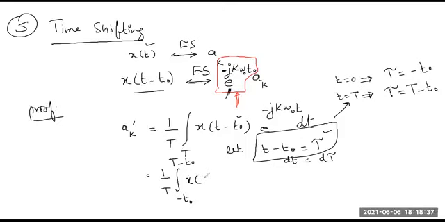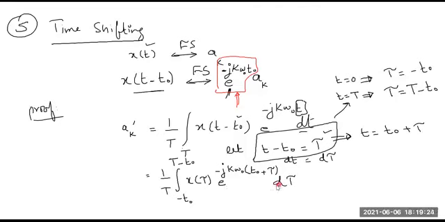Then we have x of tau e power minus jk omega naught in place of t. Now we have to make use of this. What is the expression for t? t is equal to tau plus t naught. So t is replaced by tau plus t naught, and dt is replaced by d tau.